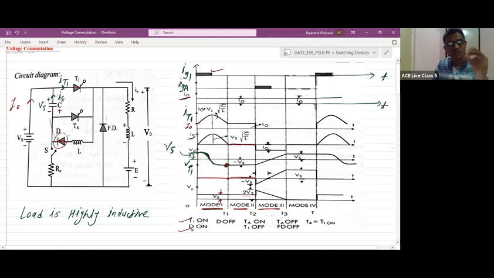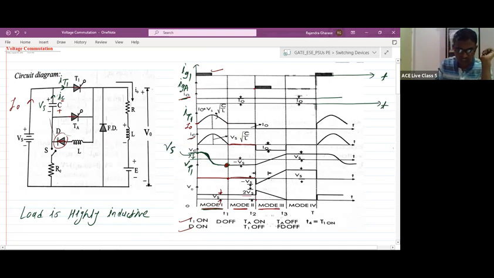At the start of mode 3, we are applying the gate signal to the auxiliary thyristor. So you can check in the circuit. The capacitor has charged to the voltage, minus here, plus here. This upper plate is negative, lower plate is positive. Capacitor voltage is Vs. So when the gate pulse is applied, the auxiliary thyristor will turn on immediately.